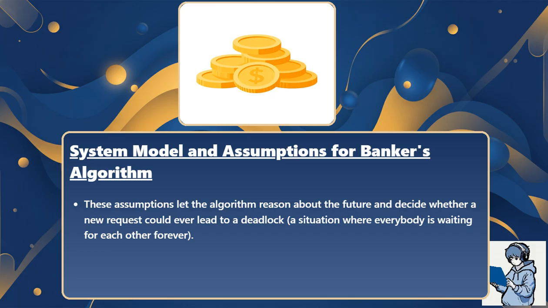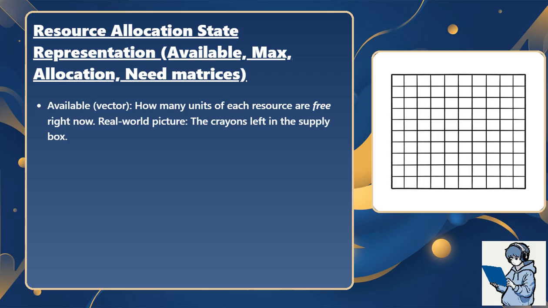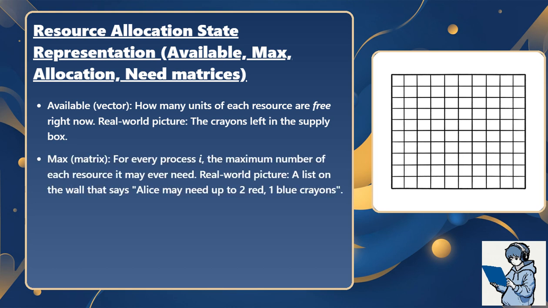These assumptions let the algorithm reason about the future and decide whether a new request could ever lead to a deadlock, a situation where everybody is waiting for each other forever. Available vector: how many units of each resource are free right now? Real-world picture: the crayons left in the supply box. Max matrix: for every process I, the maximum number of each resource it may ever need. Real-world picture: a list on the wall that says Alice may need up to 2 red, 1 blue crayons.